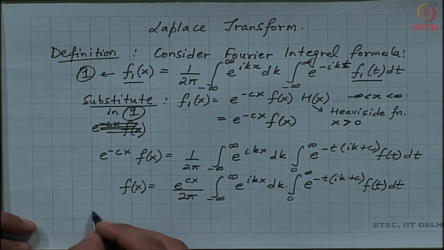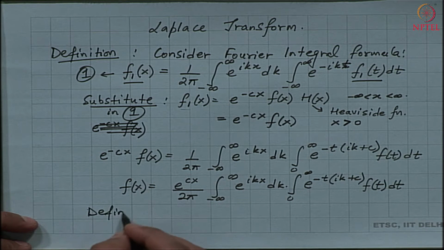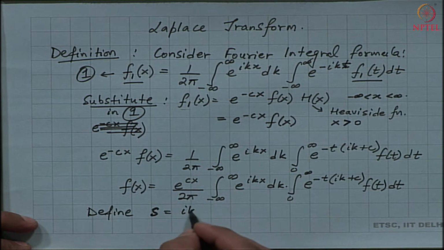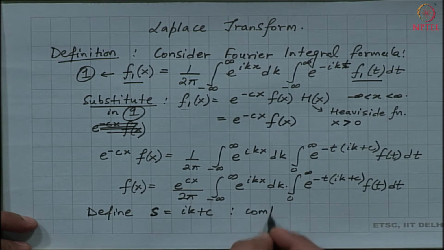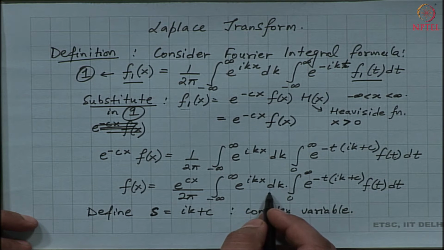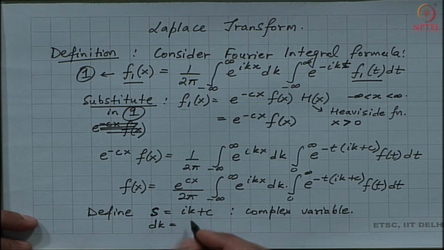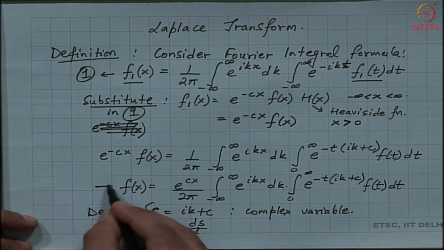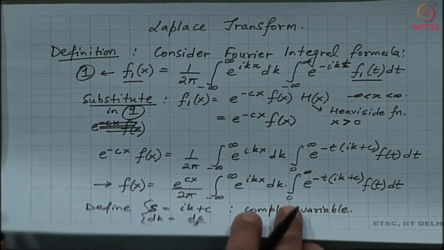Now, let us define my variable s to be i k plus c. In general this is a complex variable, right. So, if that is the case, then I have that dk is equal to ds by i. I am going to substitute all these expressions in this particular expression for f of x.